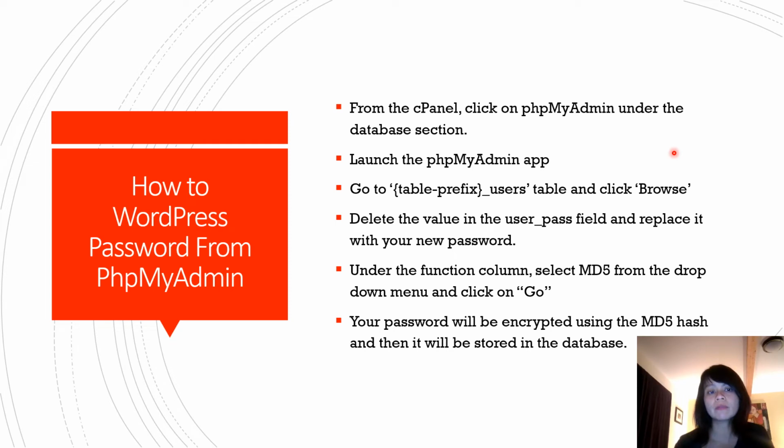So how do you change your WordPress password from phpMyAdmin? From the cPanel, click on phpMyAdmin. From the main cPanel page, go to phpMyAdmin. Launch the admin, so double click on it.